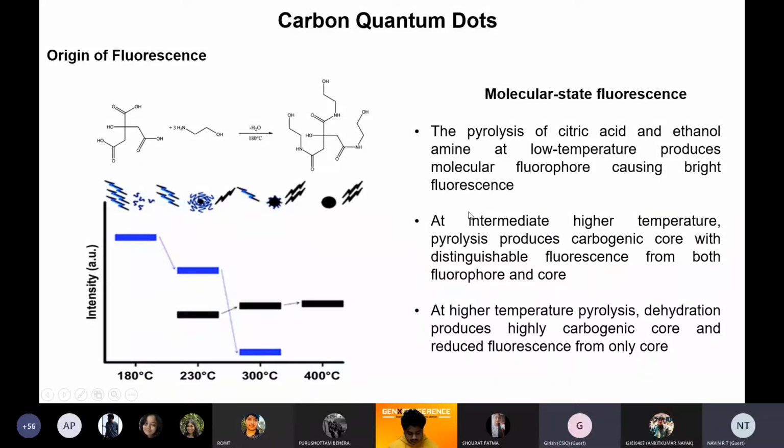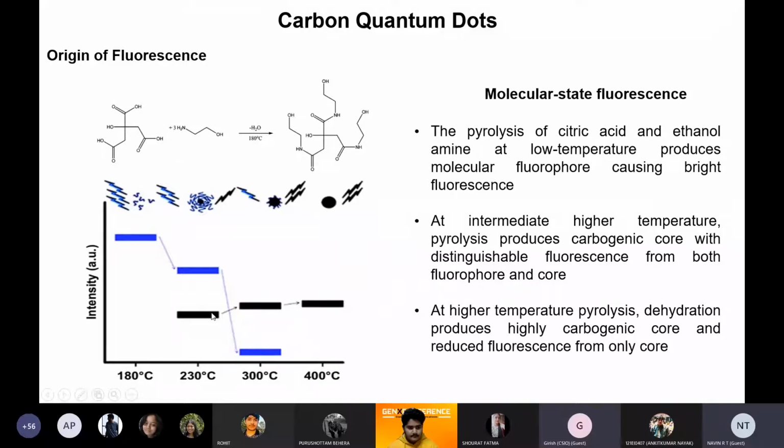What they observed was that when they did pyrolysis at lower temperature, a very fluorescent carbon dot was produced, and they attributed this fluorescence to something called molecular fluorophores, which are generated on the surface of the carbon dots. So again, this is a surface effect. The majority of it is a surface effect.